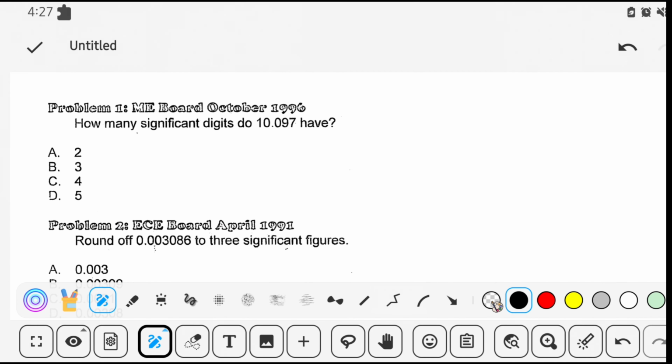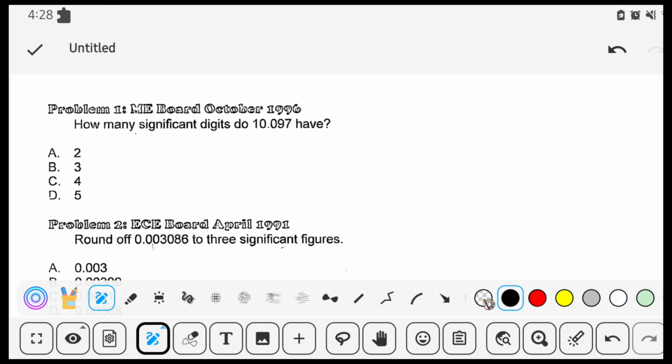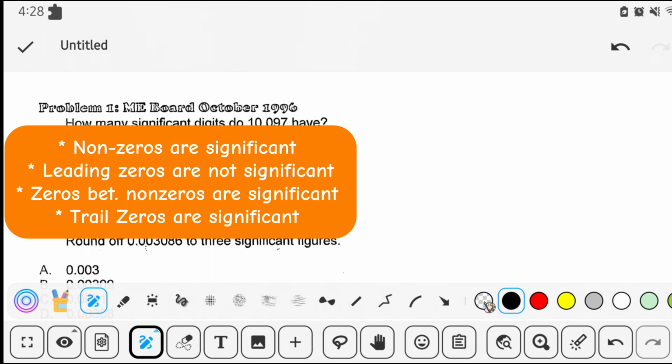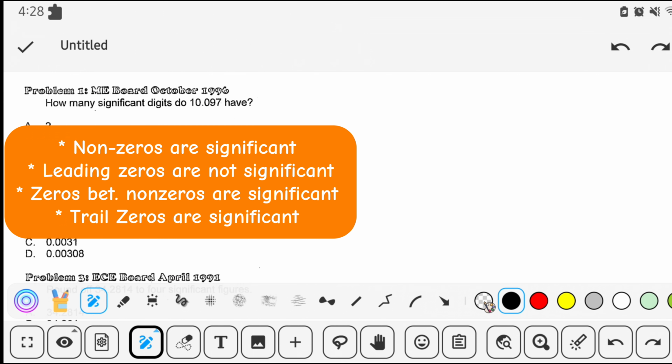How many significant digits does 10.097 have? Well, there are rules to identify how many significant digits a number has. So first rule, non-zeros are always significant. Like counting numbers, non-zeros like 1, 2, 3, 4 to infinity. Everything.